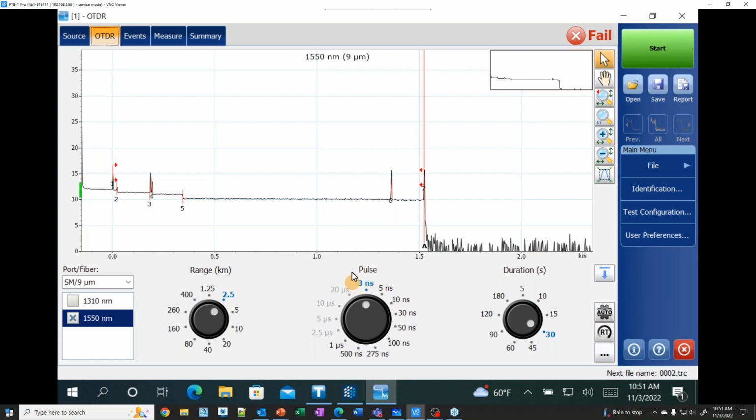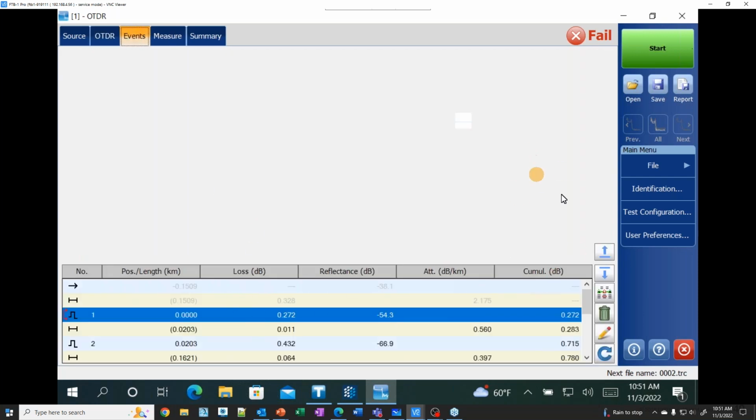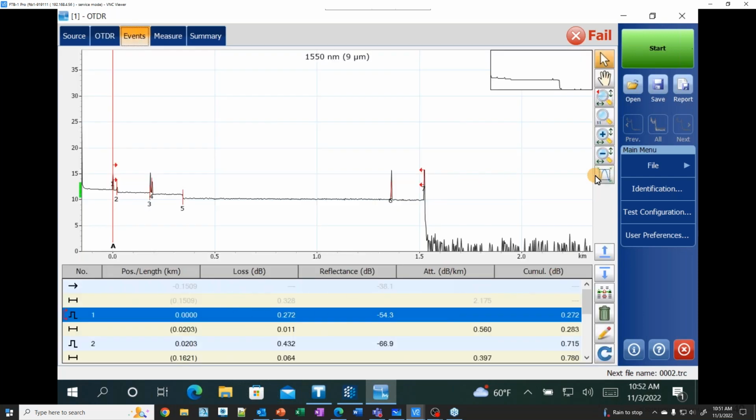So here's what dead zone looks like. If I select this event number 1 here, and I'll speed this up because I see we're almost out of time here. So I'll select event number 1 here. If I go to the event table, that'll make it easier. There we go. I'm getting latency on my VNC now.